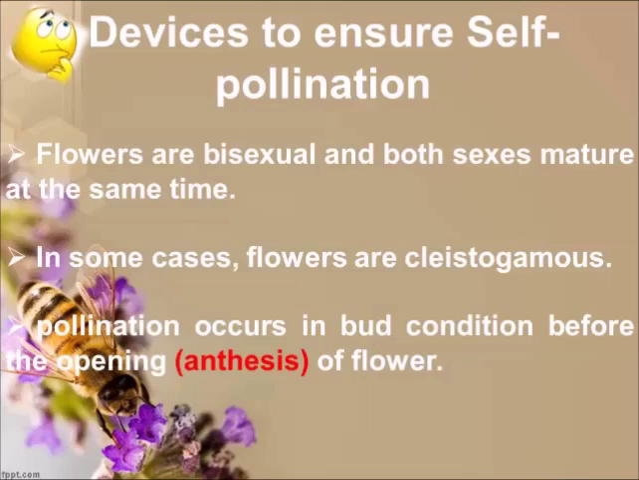In some cases, like in cleistogamous flowers, the anther and stigma lie close to each other. When anthers dehisce in the flower buds, pollen grains come in contact with the stigma and there is no chance of cross-pollen landing on the stigma, thereby ensuring autogamy. Also, in some flowers, pollination occurs in bud condition, that is, before the opening of a flower. The opening of a flower is also called anthesis. Remember this term. Such terms are quite important, often asked now and then.